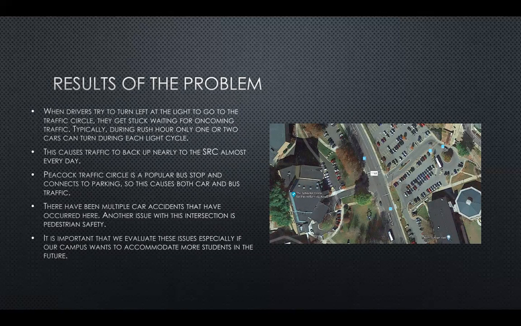Peacock Traffic Circle is a popular bus stop and connects to parking, so this also causes both car and bus traffic. There have been multiple car accidents that have occurred here. Another issue with this intersection is pedestrian safety. It is important that we evaluate these issues, especially if our campus wants to accommodate more students in the future. So here's a picture of the traffic circle and the intersection with River Street.